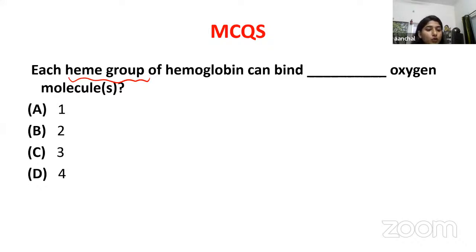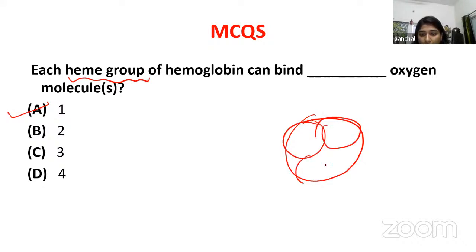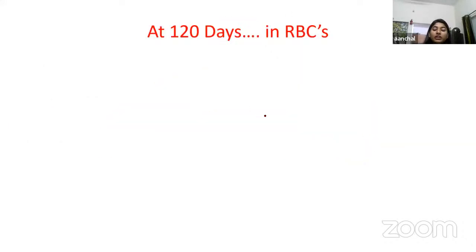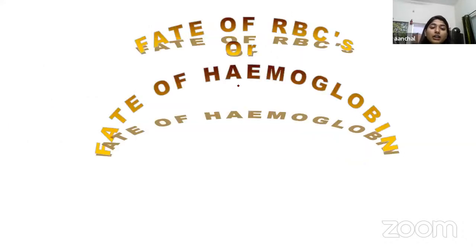Yes, the answer is 1, because we have learned that in each molecule of hemoglobin, we have 4 heme groups, and on each heme group, 1 oxygen can bind easily. Okay. Now about the fate of hemoglobin. As we know, the lifespan of RBC is 120 days. Now what will happen after these 120 days, that we're going to learn.